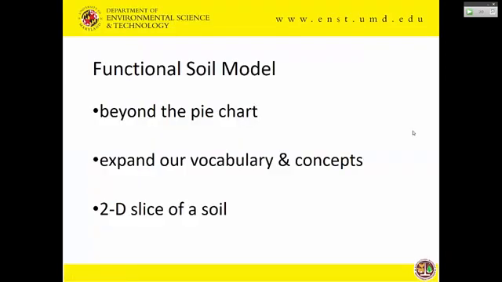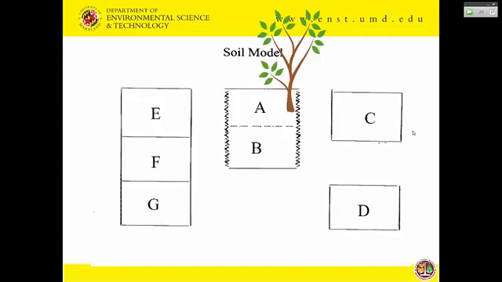Now, you looked at a pie chart a little while ago, and I like that for a first cut model, but we're going to go beyond the pie chart in a minute, and we're going to expand our vocabulary and concepts a little bit, and then we're going to look at a two-dimensional slice of soil to try to get a sense of how these different components we talk about actually exist in space. So anyway, this is the soil model I've been using for a number of years, and I want you to tell me what some of these are.